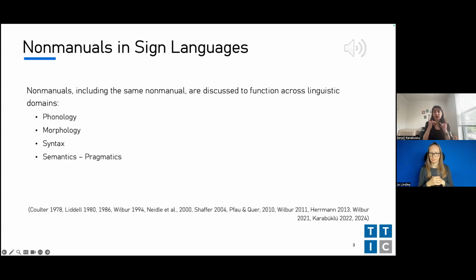I will be mostly focusing on the non-manuals, and they are shown to occur across different linguistic domains like phonology, morphology, syntax, semantics, and pragmatics, in all the structure in sign languages. Yet we understand them least compared to the other parts. One reason is more than one non-manual can co-occur and they can move in more than one direction, and we don't have robust strategies and technology to capture them yet.